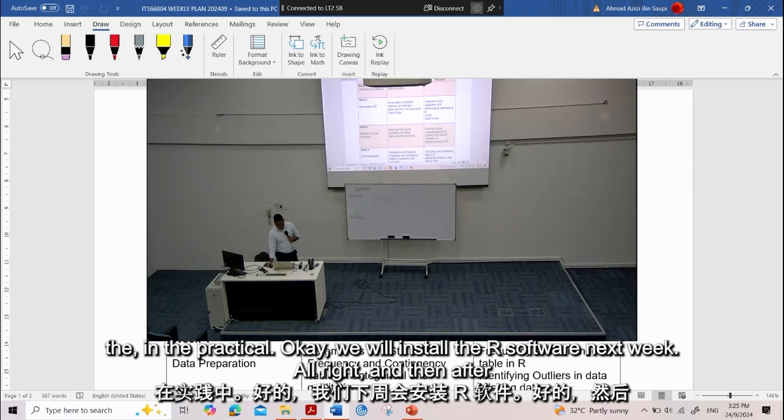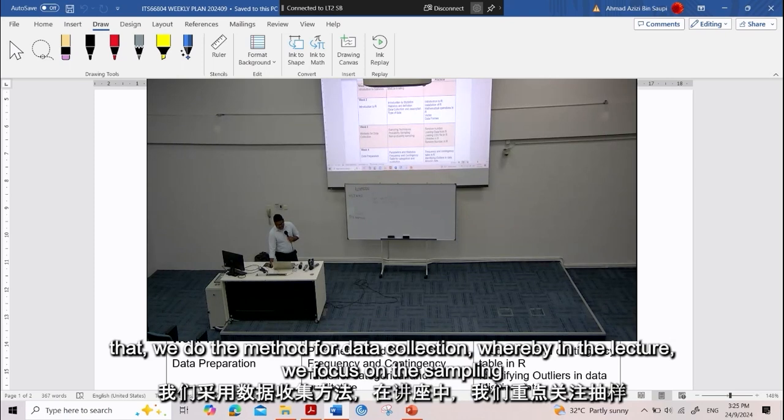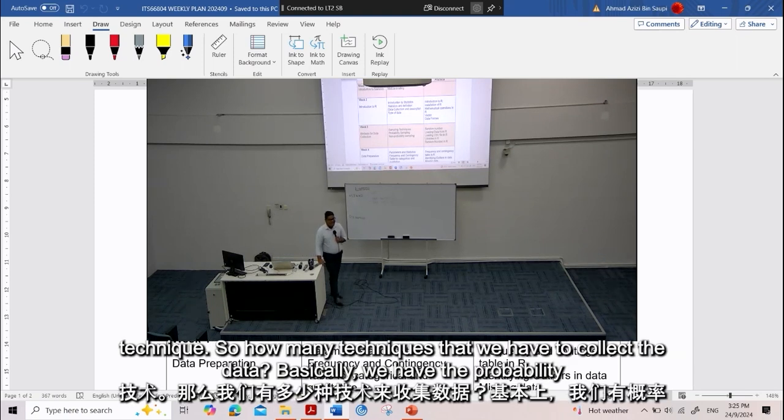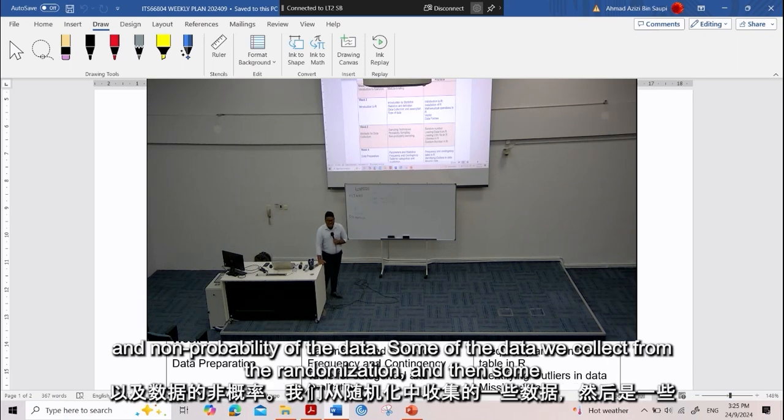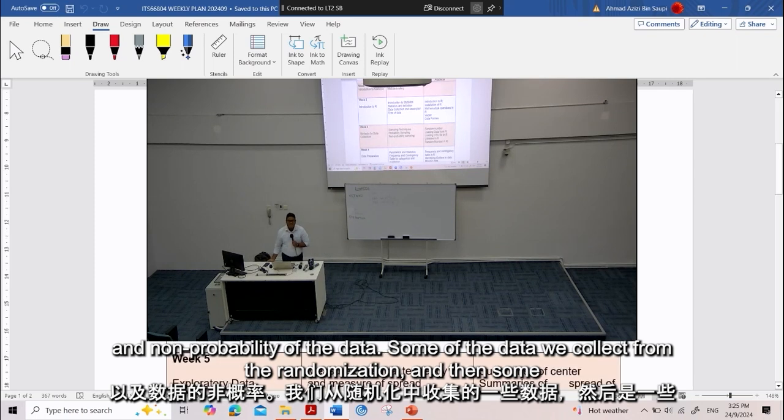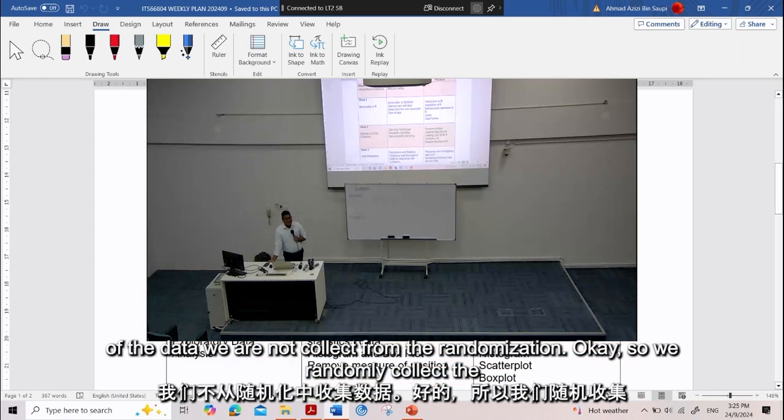All right, and then after that we do the method for data collection, whereby in the lecture we will focus on the sampling technique. So how many techniques do we have to collect the data? Basically we have probability and non-probability sampling. Some of the data we collect using randomization, and some of the data we do not collect using randomization. Okay, so we randomly collect the data.